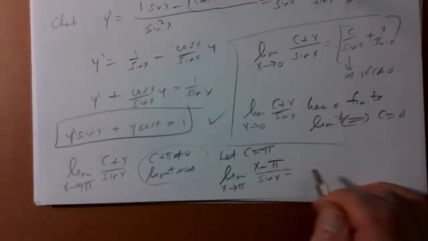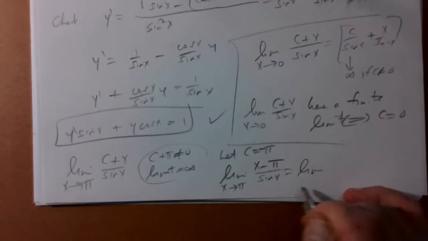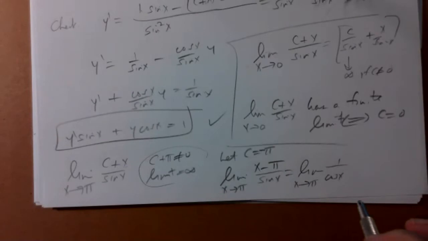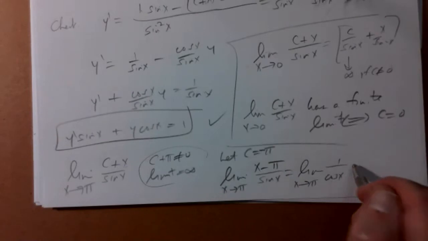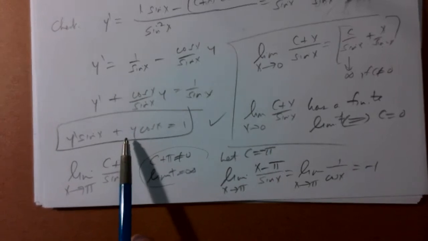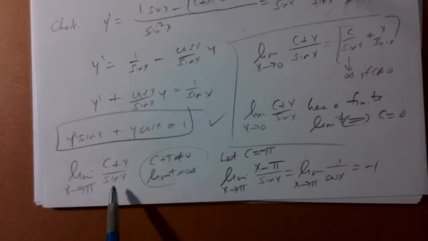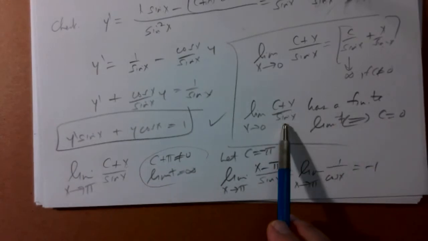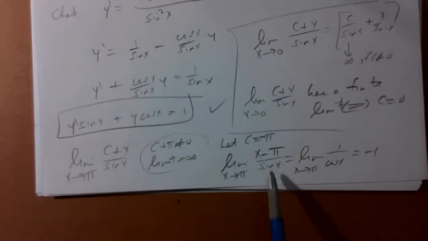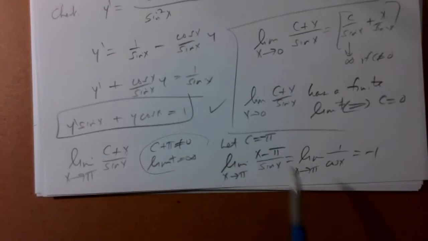Well, by L'Hopital's rule, this is the limit as x goes to pi of the derivatives, 1 over the cosine of x. As x goes to pi, cosine x goes to minus 1. So the solution of this differential equation has a limit as x goes to 0 if and only if c is 0 and we have x over sine x. And we have a limit as x goes to pi if and only if c is equal to minus pi. So this is x minus pi over sine x.